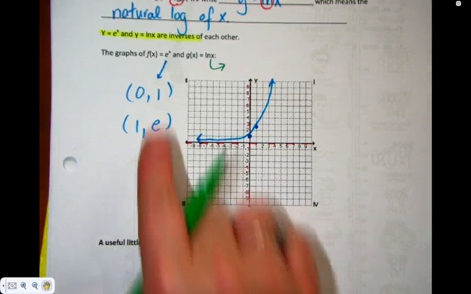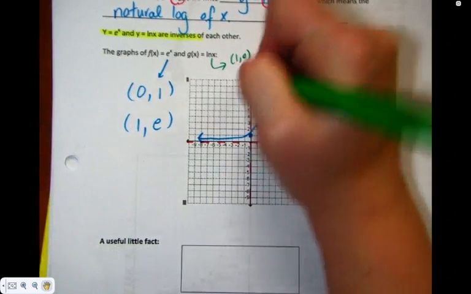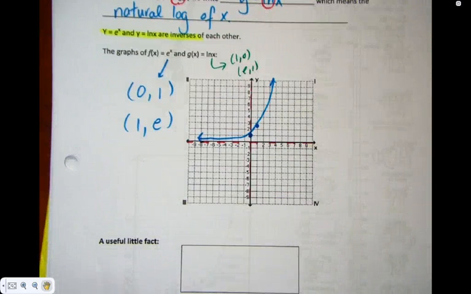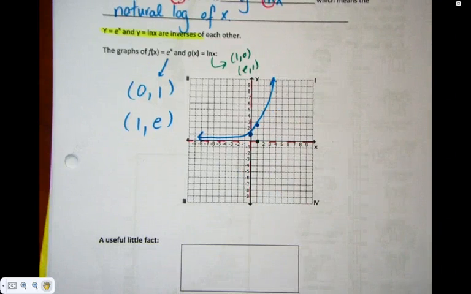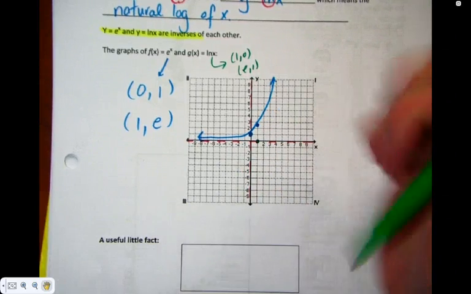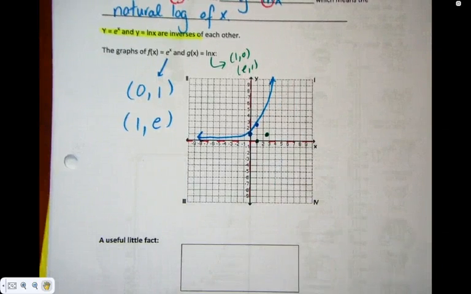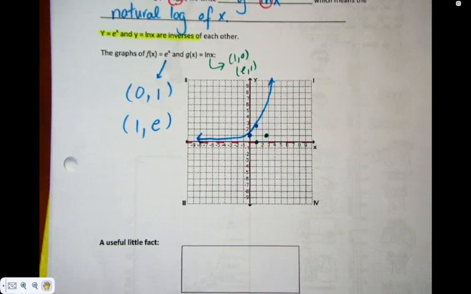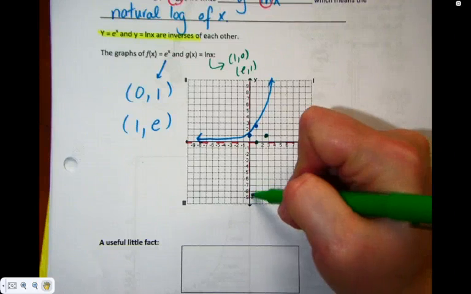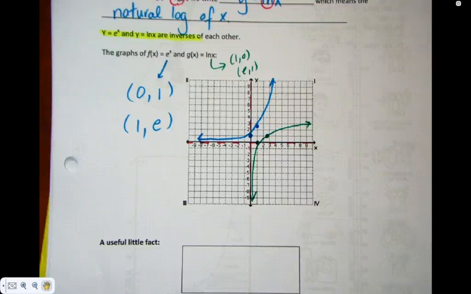So to do the ln graph, we're just going to take these points and switch them. So we're going to have 1, 0, and then e, comma 1. So 1, 0. And then 2.718 and 1. And again, I'm doing my dot really big so you can see it. And we know it approaches the asymptote on the bottom and then goes off towards infinity on the x-axis.